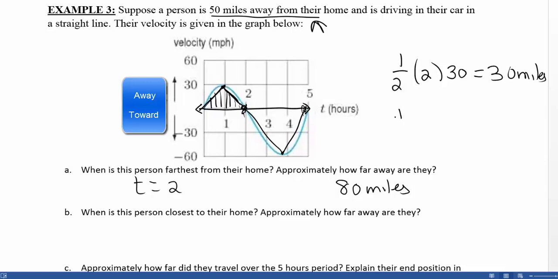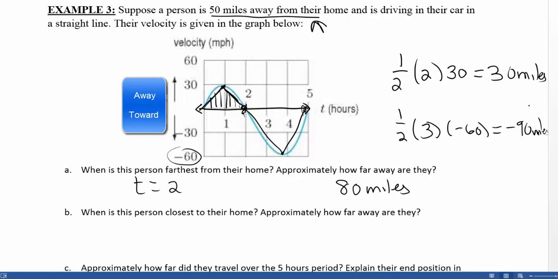So here, again, I'm going to do 1/2 base times height. My base is now 3 hours because it's time 2 to time 5. And notice now that my rate goes all the way down to 60. So I'm going to put in -60. So that's going to give me -90 miles. And the negative means that I turned around and was driving back in the other direction. So that means that not only did I get to my house, I drove right past it, right? So I was 80 miles away, and if I turn around and drive 90 miles, then at some point I was actually at my house, and then I drove an additional 10 miles past it.